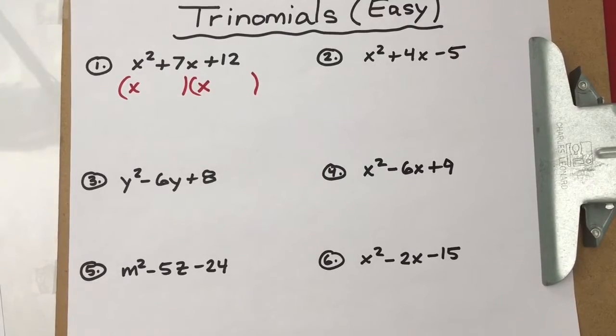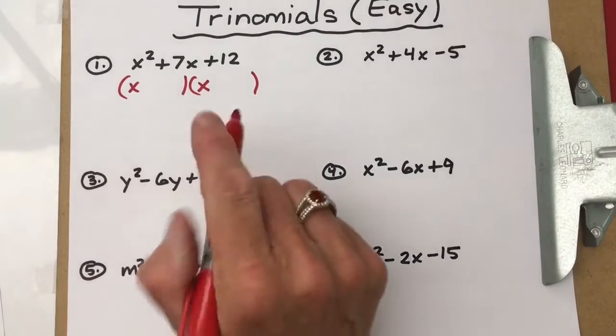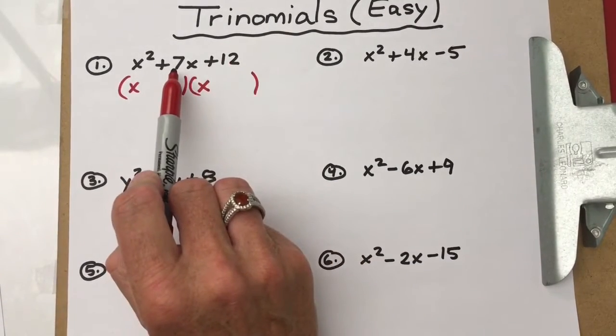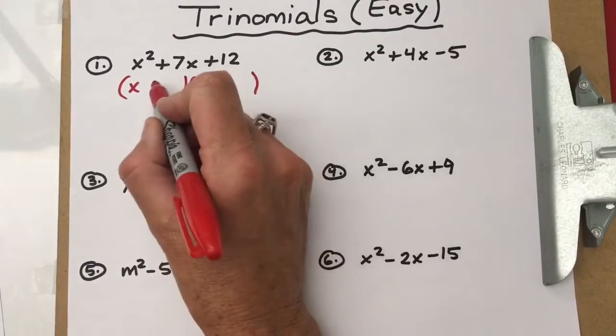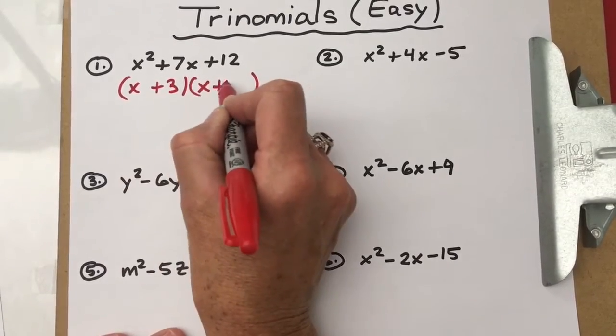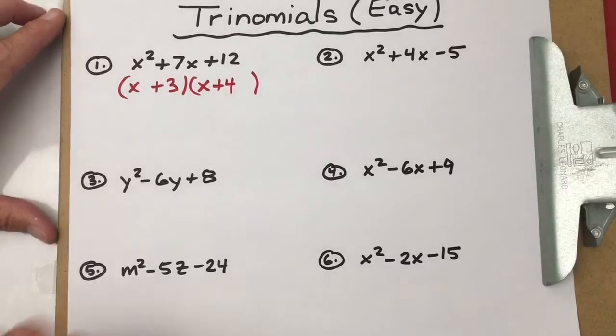And now here's the tricky part. We need two numbers that multiply to 12 that add to 7. So those numbers are 3 and 4. And there's your answer. And let me just show you that that works.